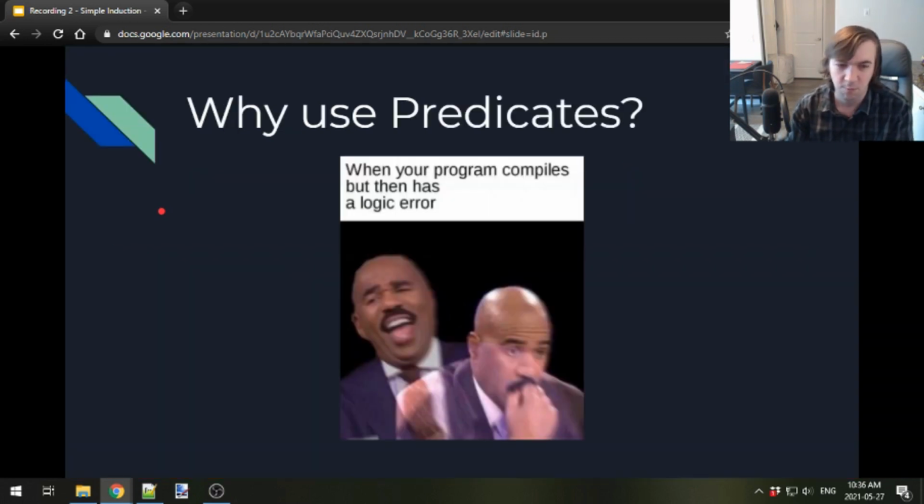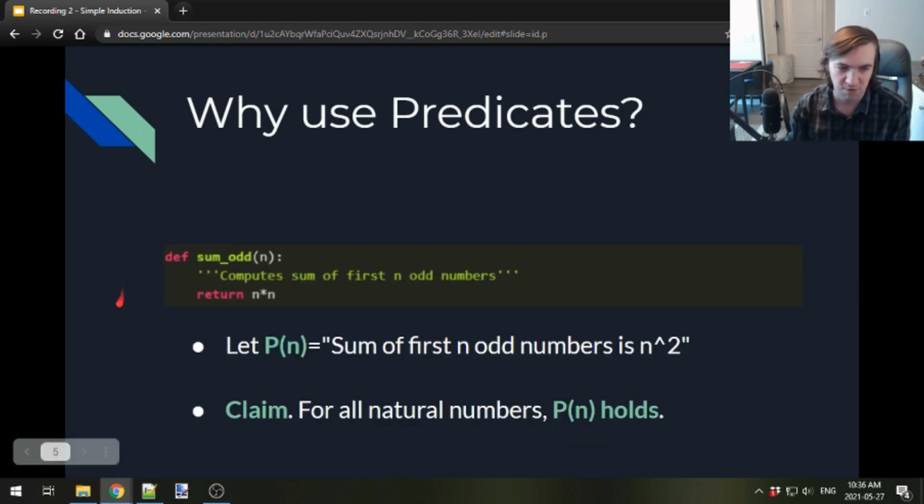Okay, why are we using predicates? What's the whole point of this? Well, predicates are very important because they are things that we can use, especially when we're doing real programming. Consider the following. We have some function, sumOdd, which takes n and computes the sum of the first n odd numbers, and the answer it gives us is n squared. So our predicate here could be P(n), where the sum of the first n odd numbers is n squared. And the claim that we want is that for all natural numbers, P(n) holds.